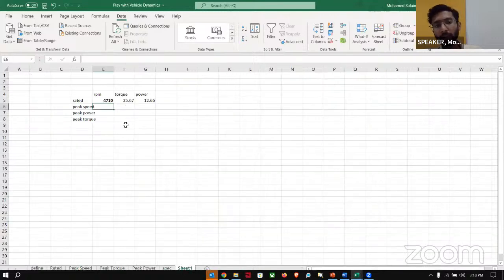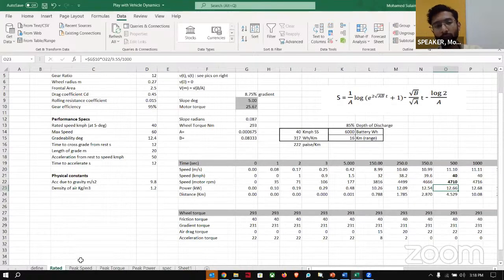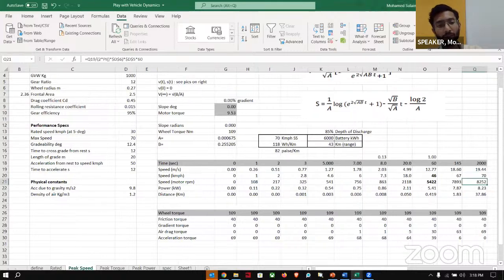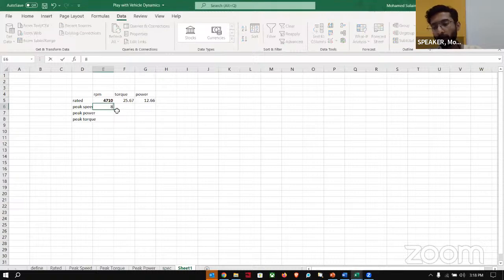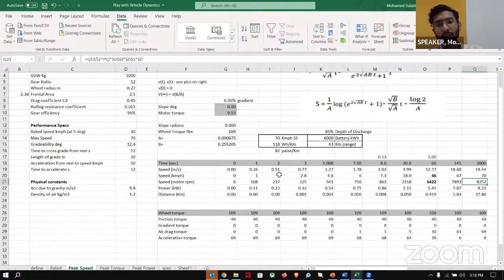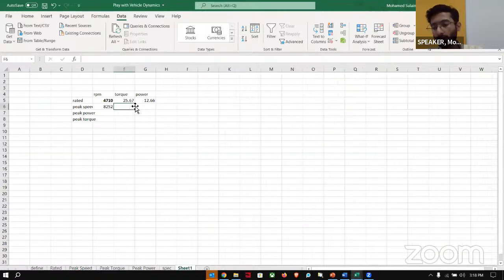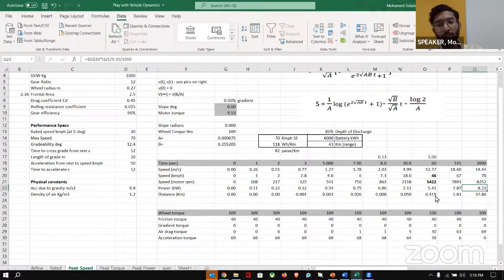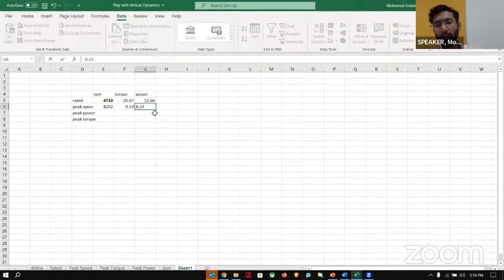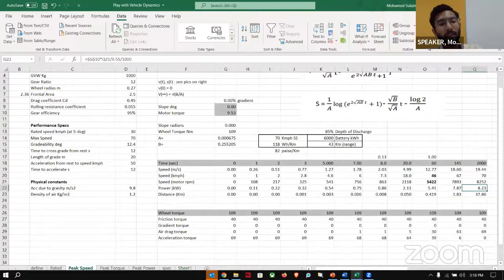This should be entered in the last sheet: 8,252. And the torque that the motor has to deliver is 9.53 Newton meters. And the power that we arrive at is 8.3 kilowatt. This will be the speed, as I mentioned earlier. So we have arrived at the peak speed conditions now.